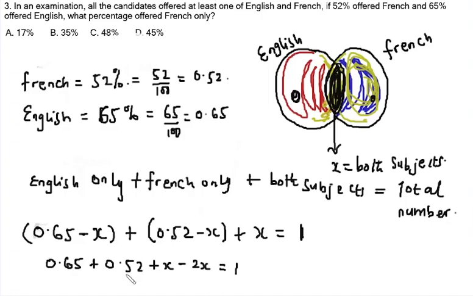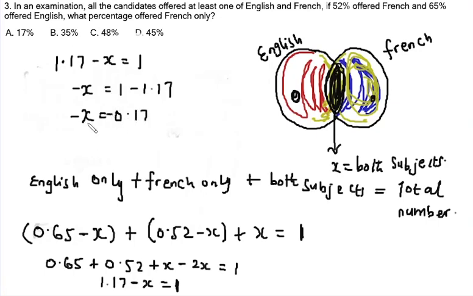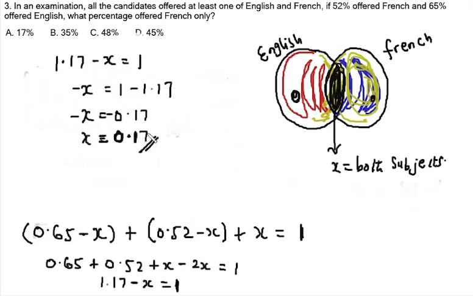I'd say 0.65 plus 0.52 is 1.17 minus X is equal to 1. So if we clear up space, we had 1.17 minus X is equal to 1. Moving 1.17 to the other side, minus X is equal to 1 minus 1.17. So minus X is equal to minus 0.17. Dividing both sides by minus, you have X is equal to 0.17. So we've now gotten the number of people that offer both subjects.